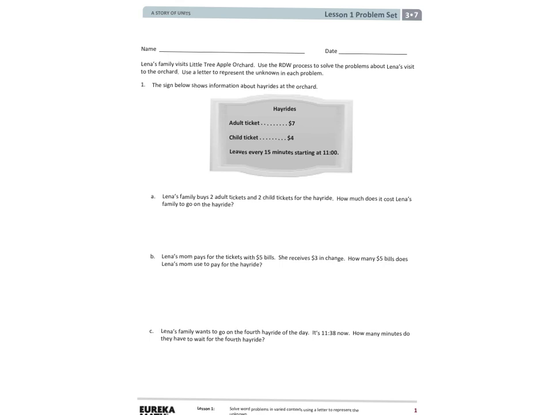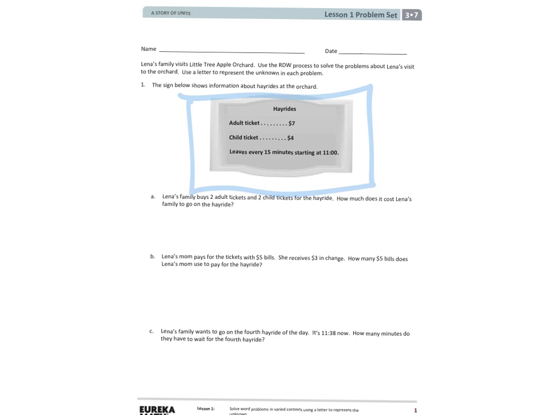We're going to read through the problems, read through the scenarios, and use this chart to help us solve the story problems about Lena and her family. So let's go ahead and get started. Lena's family visits Little Tree Apple Orchard. Use the RDW process to solve the problems about Lena's visit to the orchard. Use a letter to represent the unknown in each problem.